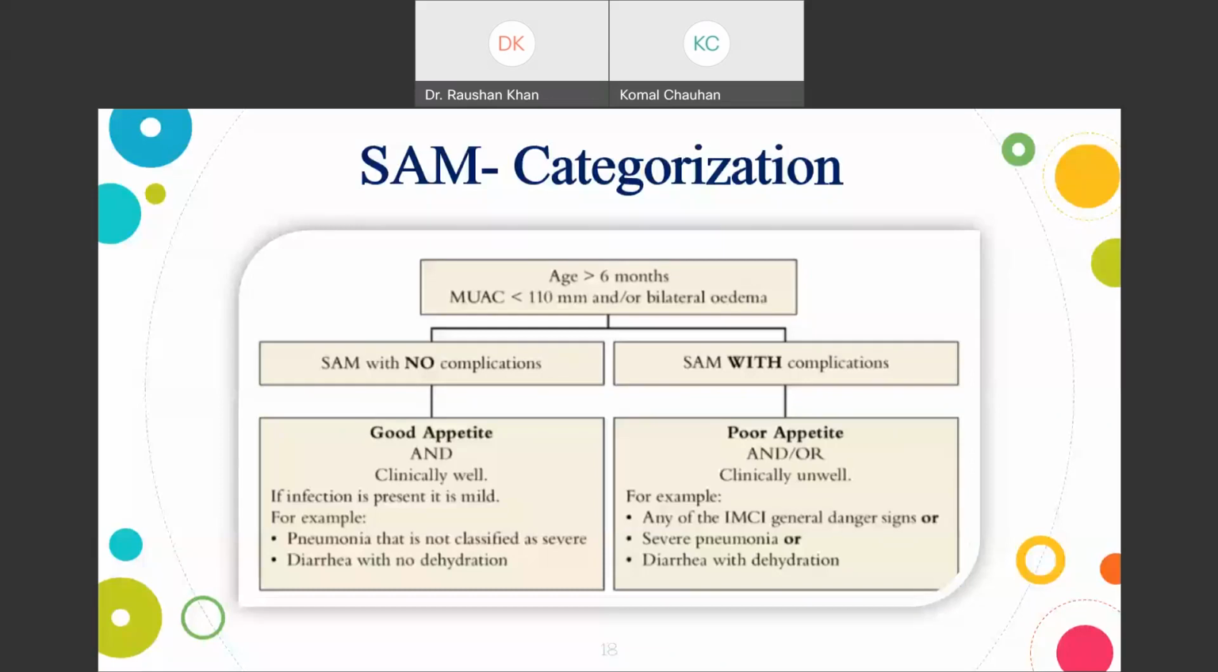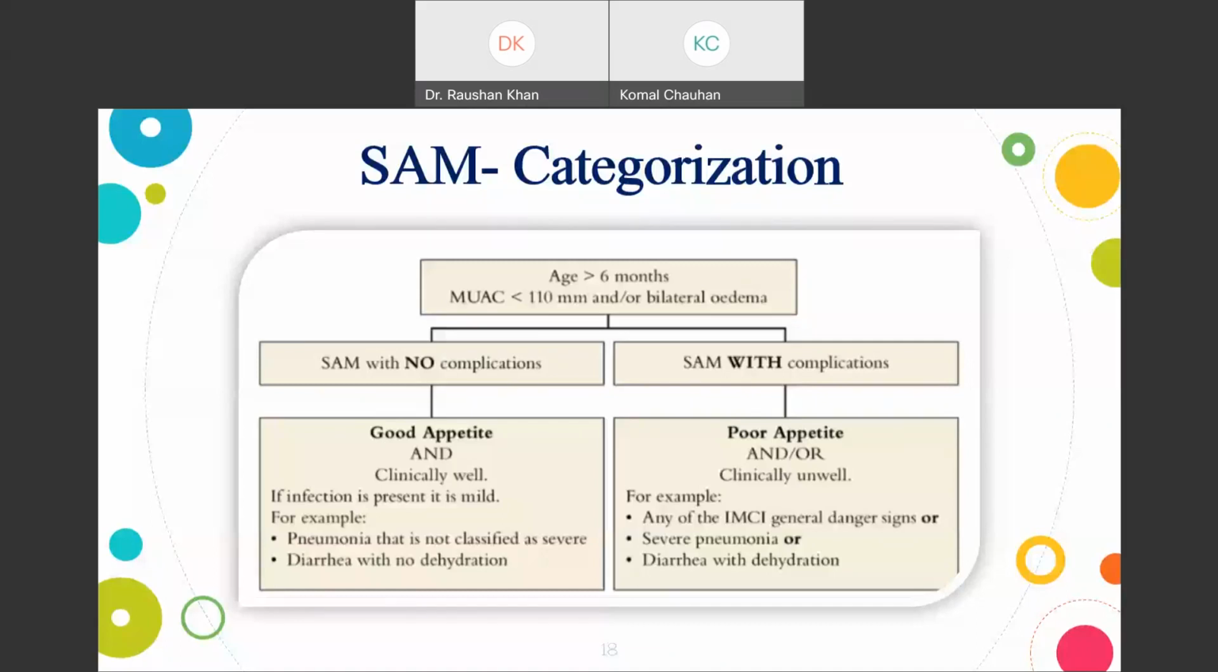The child with no complications of SAM will have a good appetite at first hand and will be clinically well. Infection can be there, but it will be mild. Diarrhea with no dehydration, for example. Pneumonia will be there, but not very severe. Diarrhea can be there, but without any dehydration. This is SAM with no complication.